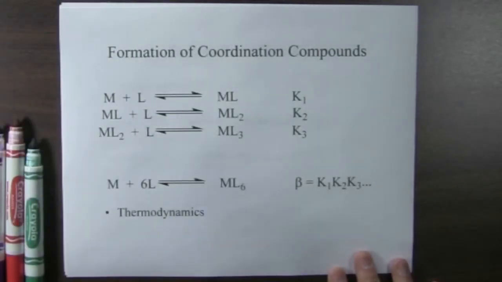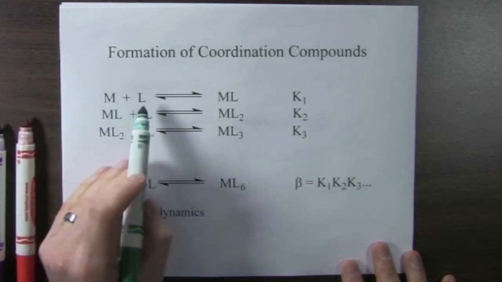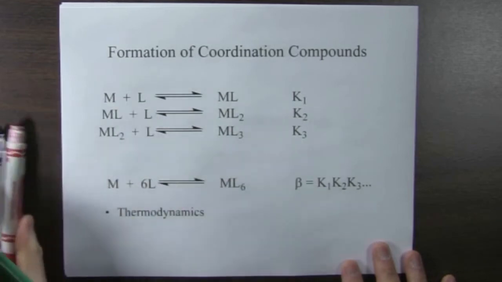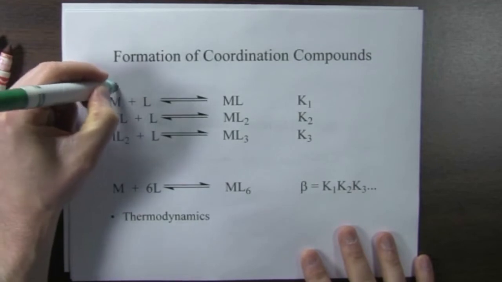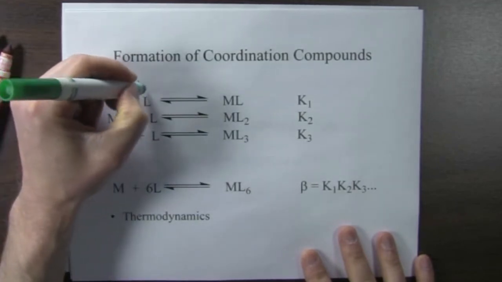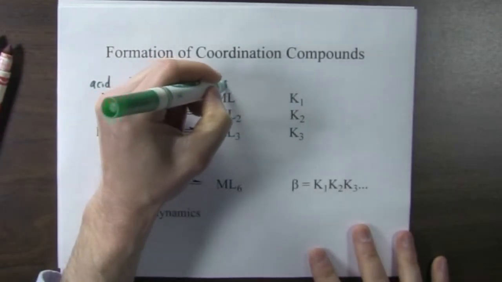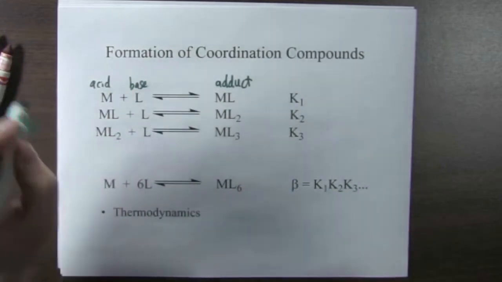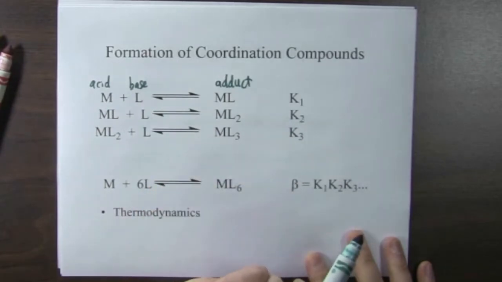So to form a coordination compound, again, these are metal-ligand bond forming reactions, which are actually Lewis acid-base reactions. The metal is a Lewis acid, the ligand is a Lewis base, and so we're making an adduct or complex, a Lewis acid-base complex. And so this equilibrium is a complex forming equilibrium.